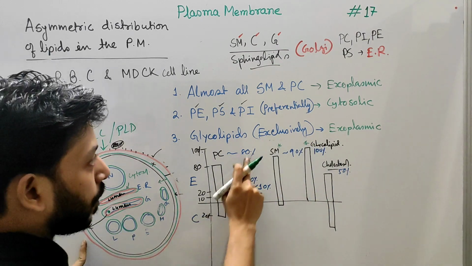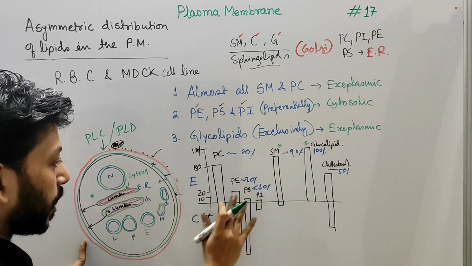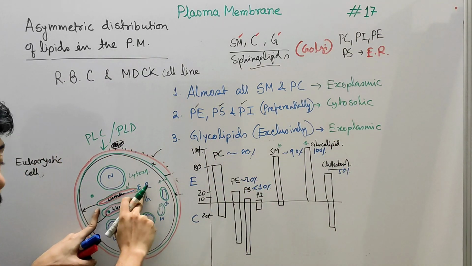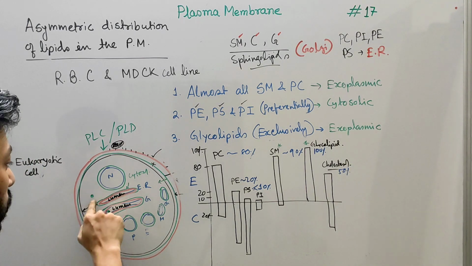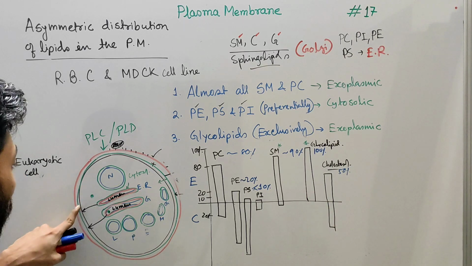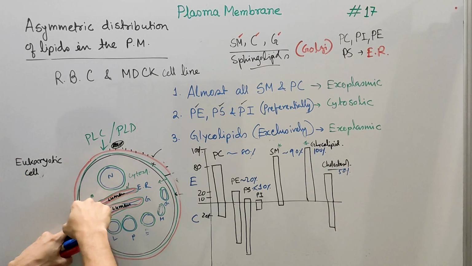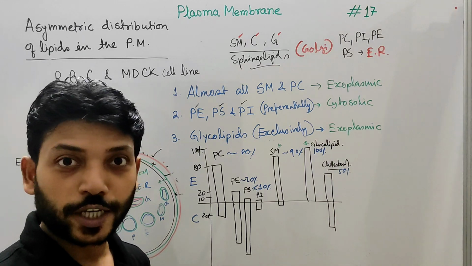And all these phosphatidylcholine, inositol, ethanolamine, and serine are actually generated in the endoplasmic reticulum, and the enzyme that adds the head group is present in the cytosol. That's why these lipids are present in the cytosolic leaflet. So they will go to the plasma membrane also, and these lipids are present in the cytosolic leaflet of the plasma membrane. This is the topological equivalence.